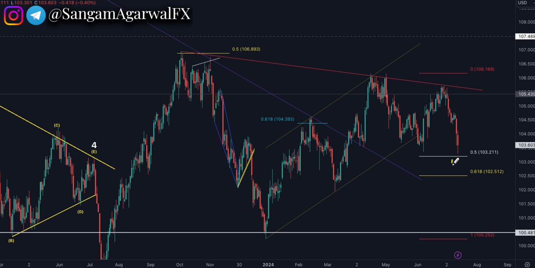So if price goes below the 103 level, you can buy dollar. This entire area, the 50 to 61% retracement level, that means from 103 to 102, is the buying zone. And once we get multiple blue candlesticks, then you can expect trend reversal has begun.